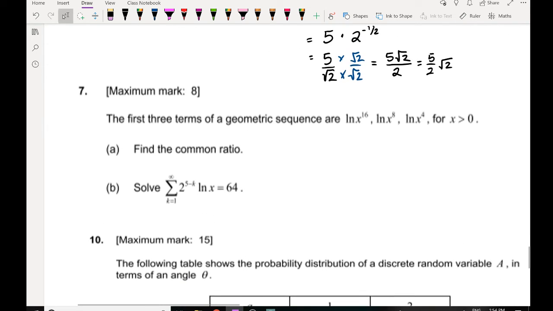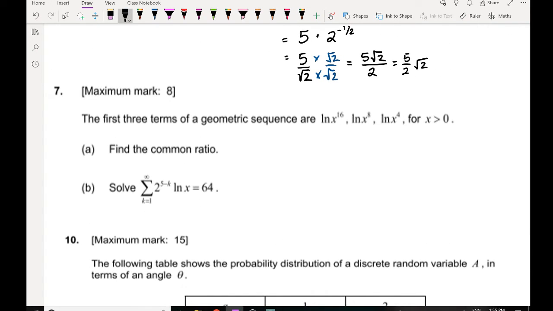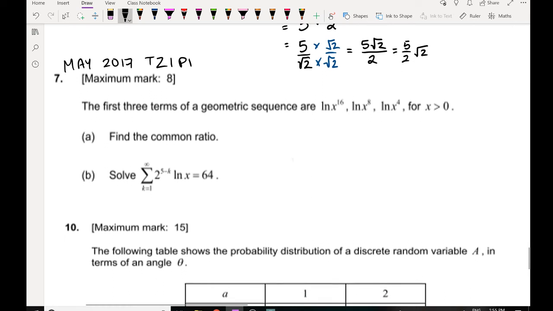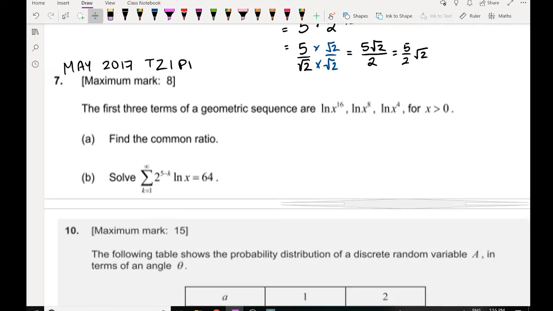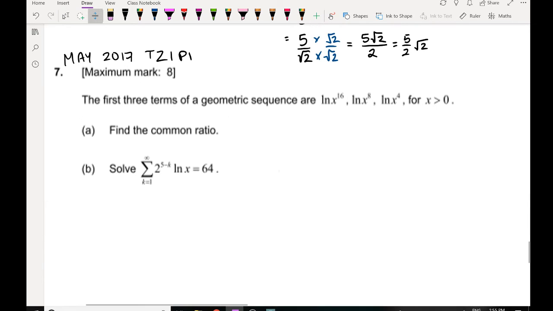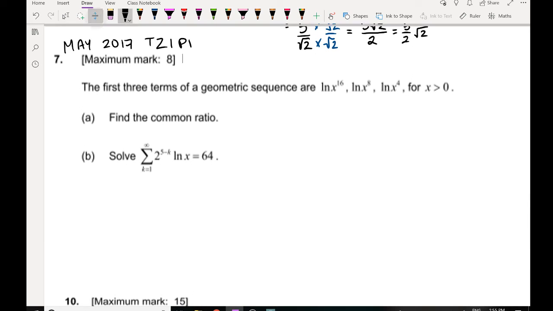Okay, on to number 7. And again, this is from May 2017, time zone 1, paper 1. Which is making me realize that I haven't had a single request for a paper 2 question yet, but that's okay. I mean, I get it. Paper 1 is tomorrow, so you guys are prioritizing. That makes sense.